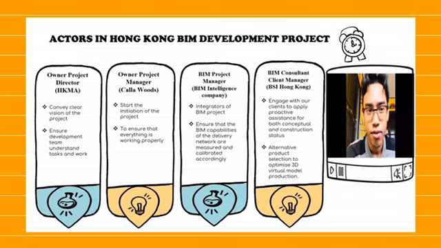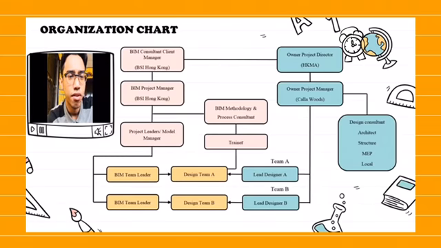From the organizational structure of the Hong Kong BIM development project, it is observed that it remains mostly the same as a lot of other construction projects, with the head of the project being at the top of the hierarchy, followed by the developer and other consultants that are involved. For further expansion, every role of the developer and consultant will be explained by the next presenter.